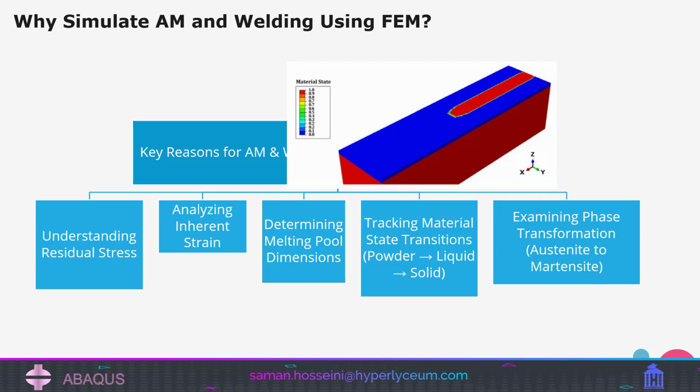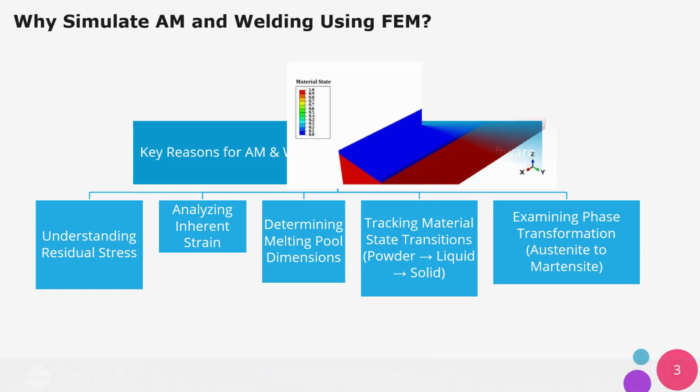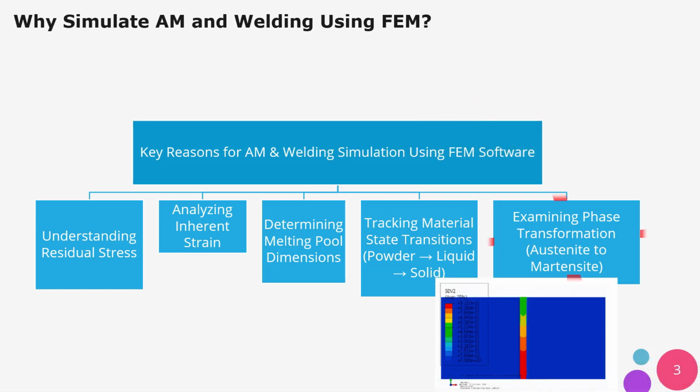Simulations also help us discover domains where phase transformations occur. For example, during welding, significant changes in material crystals at the micromechanics scale occur, especially during the transition from austenite to martensite. These transformations affect the material's strength and yield stress. By using simulations, we can observe the impact of these phase transformations.